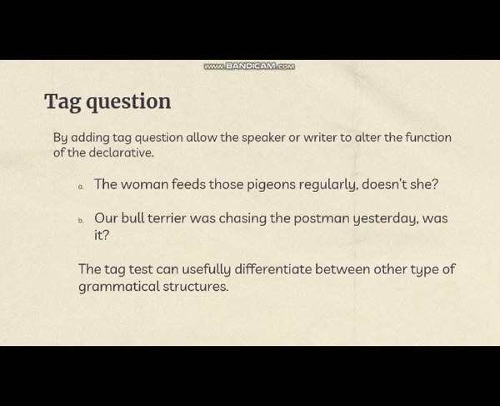So these are the examples: The woman fed those pigeons regularly, didn't she? Our bull terrier was chasing the postman yesterday, wasn't it? So the tag question, or the tag test, can usefully differentiate between other types of grammatical structure.